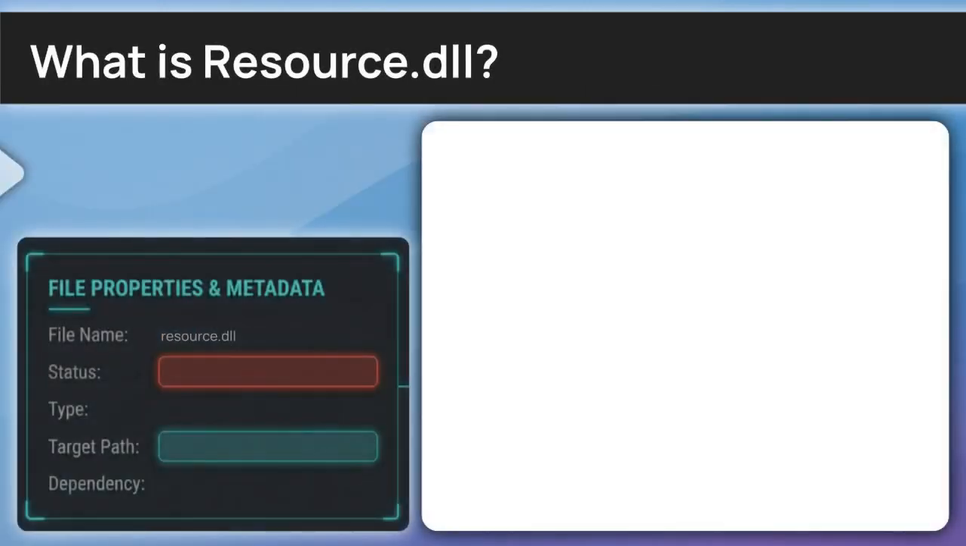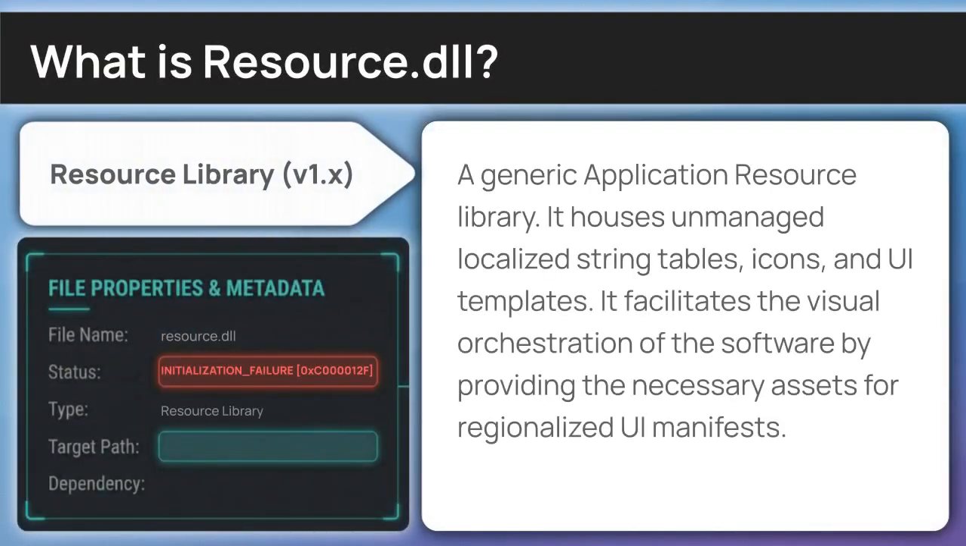This is the Resource Library, a generic application resource library. It houses unmanaged localized string tables, icons, and UI templates. It facilitates the visual orchestration of the software by providing the necessary assets for regionalized UI manifests. With that background out of the way, here is how we actually restore the missing component.